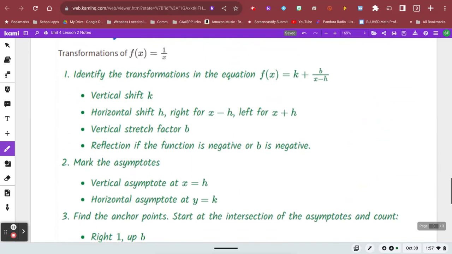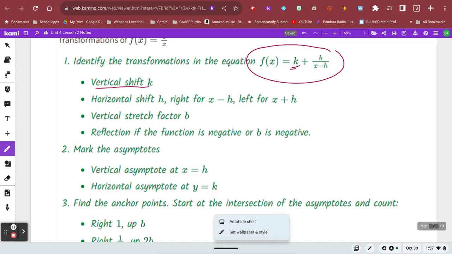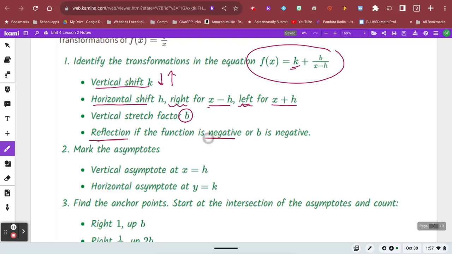And on your notes, I did bring in some takeaways. So here they wrote the basic equation. So if it is k, it's a vertical shift. Okay, so vertical, remember, is going to be up or down. Horizontal shift, if it is to the right, we're going to go minus, to the left, go plus. Vertical stretch will be the B. We're not going to talk too much about that one. And a reflection is negative, okay? We just put a minus, or it could be a negative B.